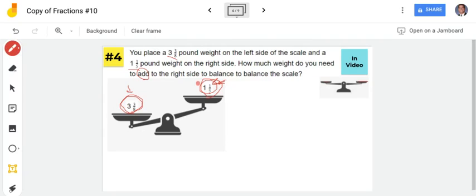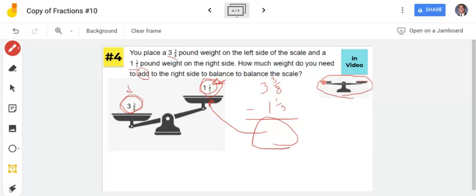So the way to set your problem up is to take your larger number, 3 3/8, and subtract the smaller number, 1 1/5. Okay. Once I find the difference between these two numbers, whatever my answer is, that is the amount of weight I should add to the right side so that my scale will be balanced, so that it will look like this, so that the left side will be the same weight as the right side.